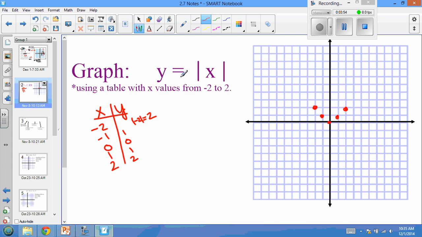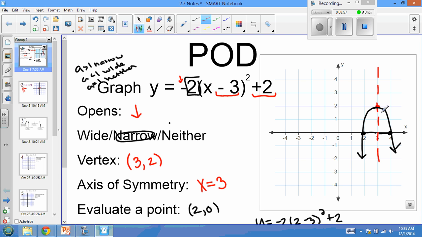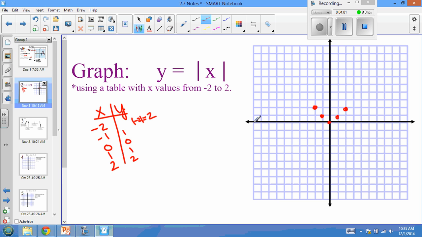Now, with parabolas, so like our POD, we had a U. That was what a parabola was. It was curved. Absolute value functions, if you look, your points look like they're making a V. So absolute value functions should be a V. Think value V. So I'm going to make a nice V, and don't forget the arrows at the ends of your graph.